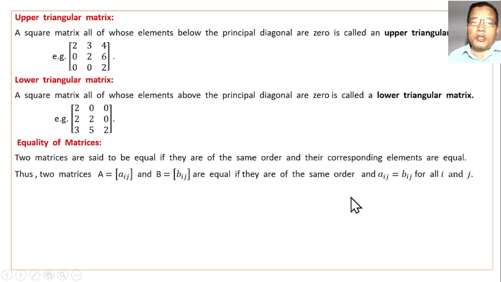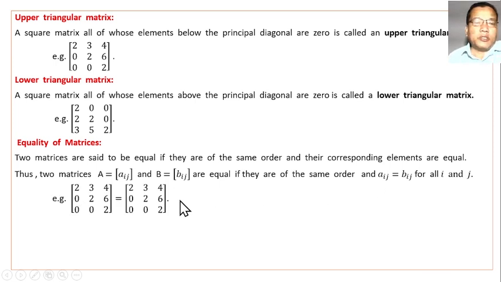For two matrices to be equal, they must have the same order and their corresponding elements must be equal.